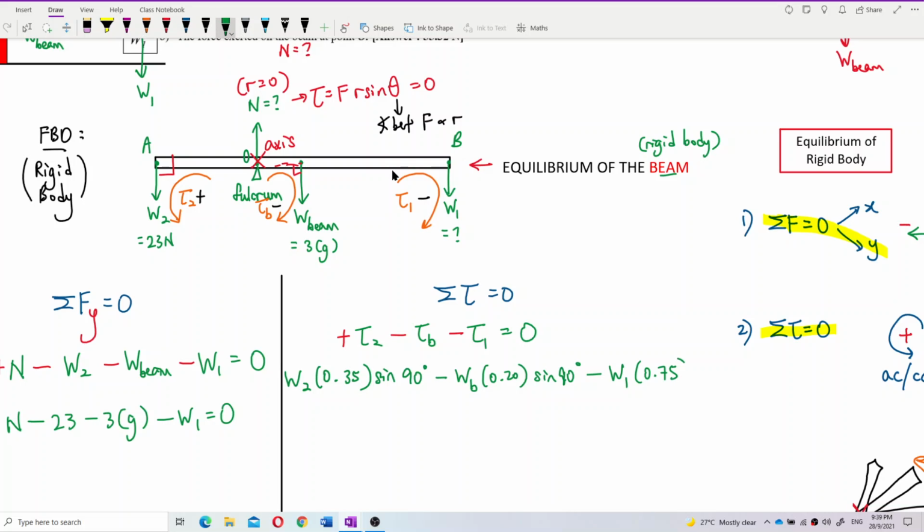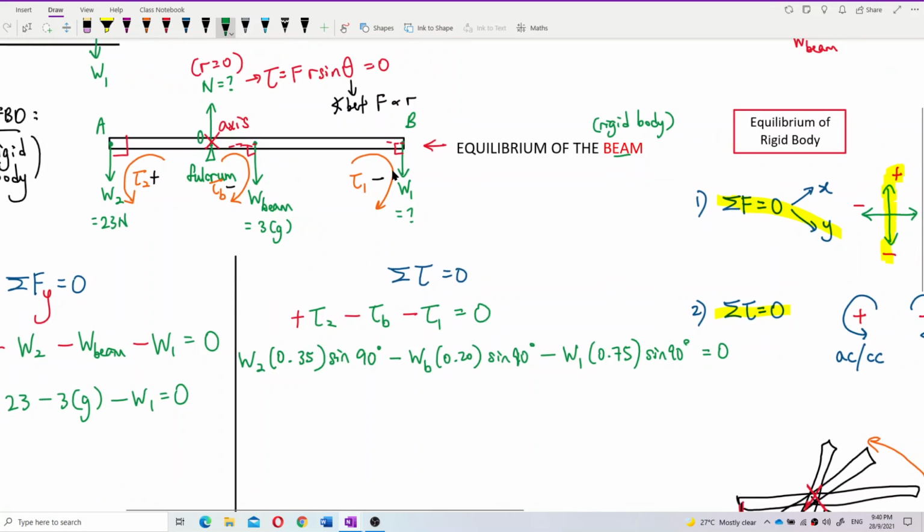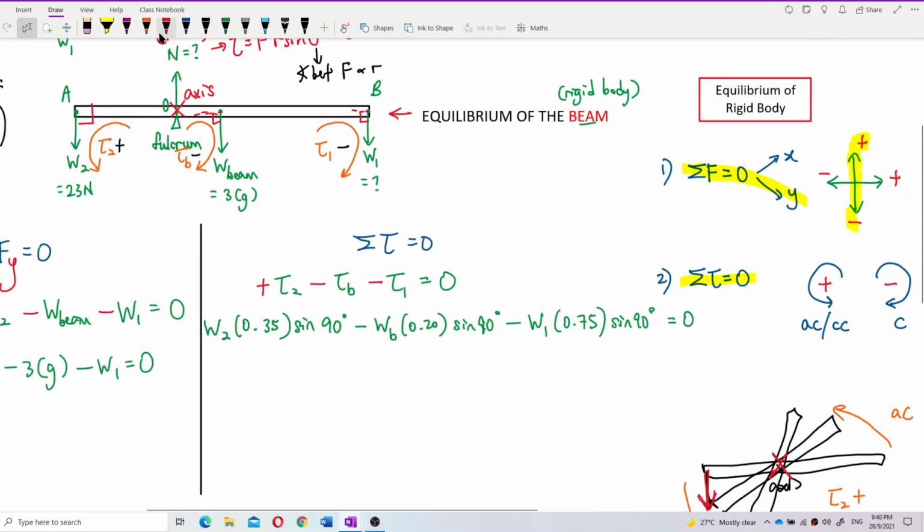0.75 meter. What's the angle again? Angle is also 90 degree between the force and the distance. So it's also sine 90. We have done it. All this sine 90 actually equals 1, isn't it?